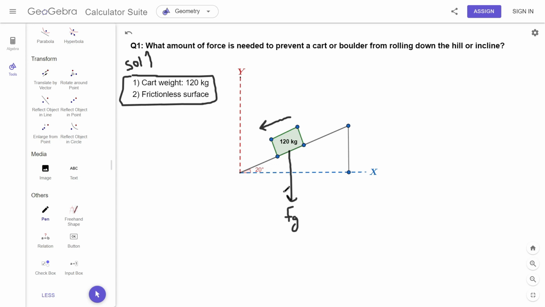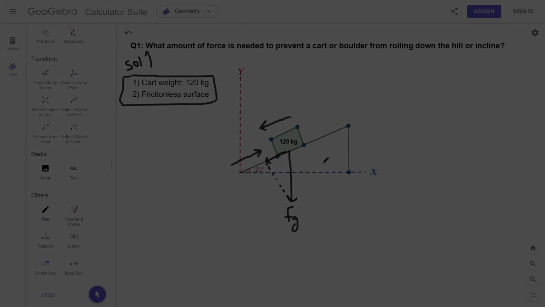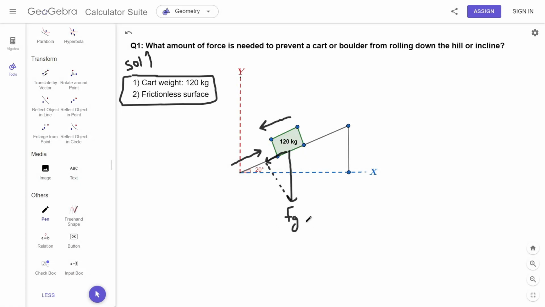By projecting this gravitational force onto the incline, as we learned earlier, we obtain the parallel component of the gravitational force in the direction of the incline. This parallel component is the force causing the cart to roll down. If we know the magnitude of this force, our task is simple. We only need to apply an equal force in the opposite direction to stop the cart from rolling down the hill. The gravitational force acting on the cart is equal to the mass of the object multiplied by the acceleration due to gravity, which is approximately 9.81 meters per second squared.